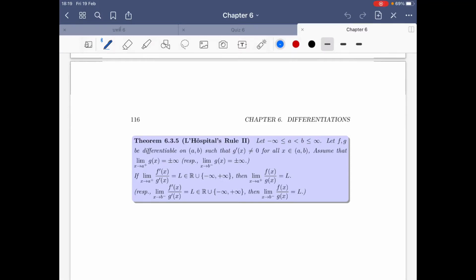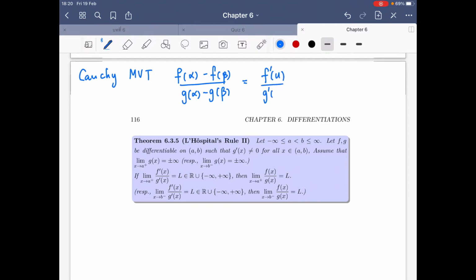Hello everybody, this is the last video clip for chapter 6, and we are still in 6.3, which is the continuation of L'Hopital's rule. Don't forget that L'Hopital's rule is actually a consequence of the Cauchy mean value theorem, which says that roughly speaking, f at alpha minus f at beta over g at alpha minus g at beta equals f prime at u over g prime at u. Roughly speaking, you are going to have this equation.